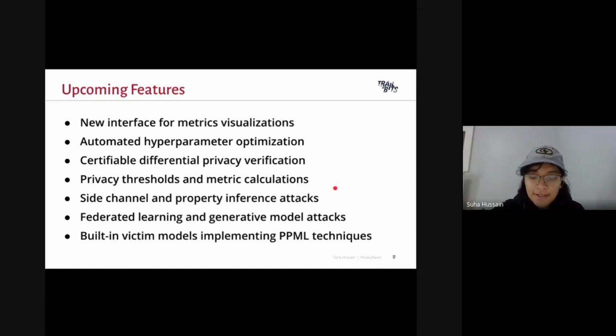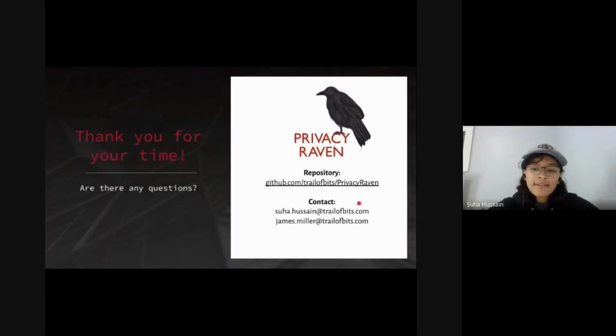More classes of attacks, including ones that specifically target federated learning and generative models, as well as property inference and side channel attacks, will be incorporated into Privacy Raven in the future. Finally, we're planning on adding models that have already implemented privacy-preserving machine learning techniques. The hope is that in 5 years, machine learning assurance tools like Privacy Raven will be as commonly used as tools like libFuzzer are for other software. Ideally, the majority of publicly deployed ML systems will implement privacy-preserving machine learning, and there will be much stronger defenses and mitigations for the multitude of failure modes in machine learning.